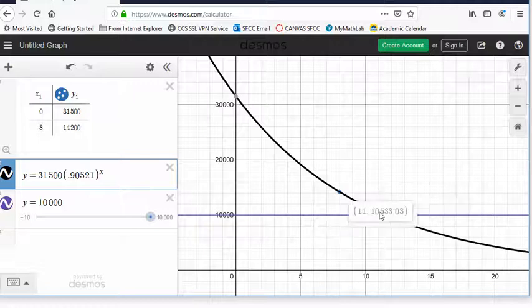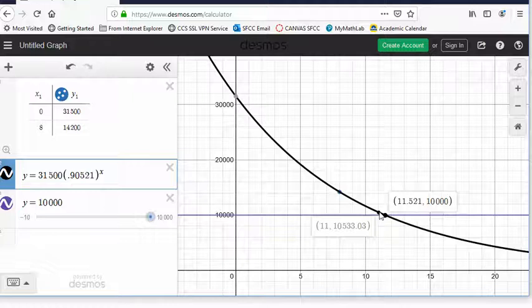10.84. 10, okay, that's pretty close. Oh, I had it. Oh, stay there. Okay. So at 11 years, it's at 10,533. And we already know at 12 years it was less than that. So right here at 11.5, it's 10,000. So it's going to take 12 years.